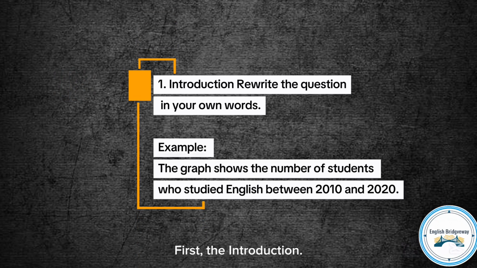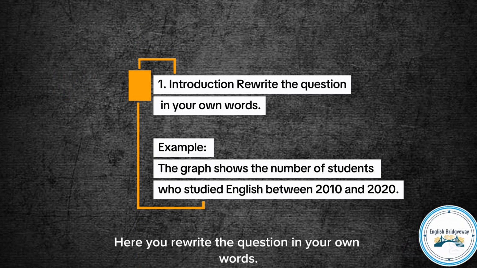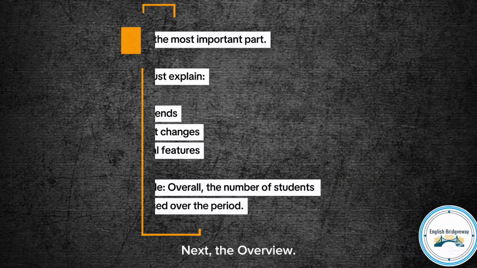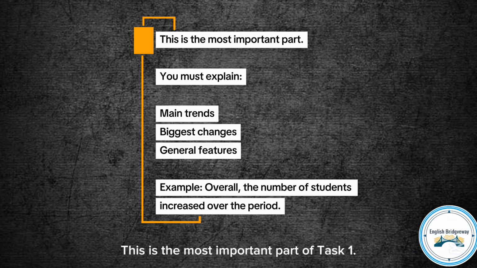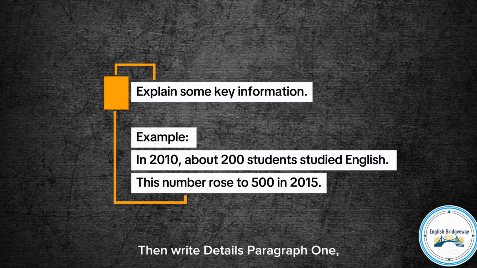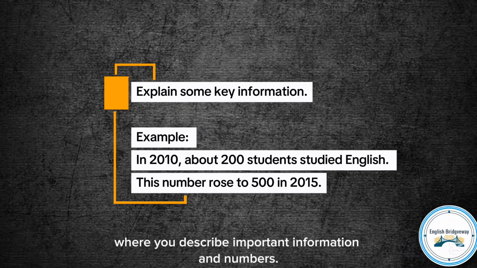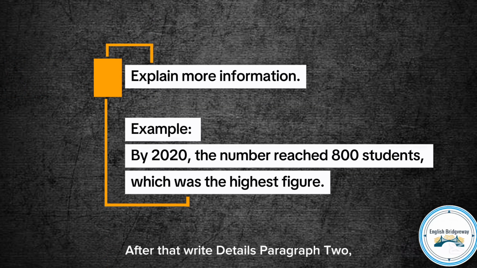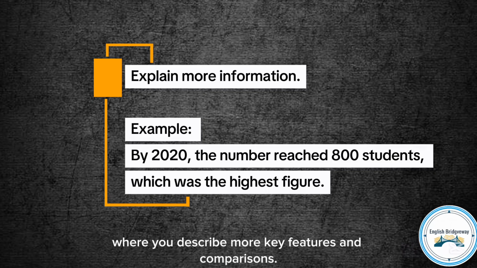First, the introduction. Here you rewrite the question in your own words. Next, the overview. This is the most important part of Task 1. You should describe the main trends, biggest changes, or general features. Then write details paragraph 1, where you describe important information and numbers. After that, write details paragraph 2, where you describe more key features and comparisons.